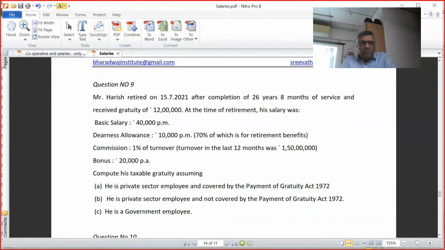Ninth question. Harish retired after completing 26 years, 8 months of service and received 12 lakhs at the time of retirement. Basic salary, DA, commission, bonus. Bonus will not come, only the first 3. Okay, bonus is not a salary. Compute the taxable gratuity. Is a private sector employee covered under POGA, or not covered under POGA? Finally, for government employees it is not at all taxable.